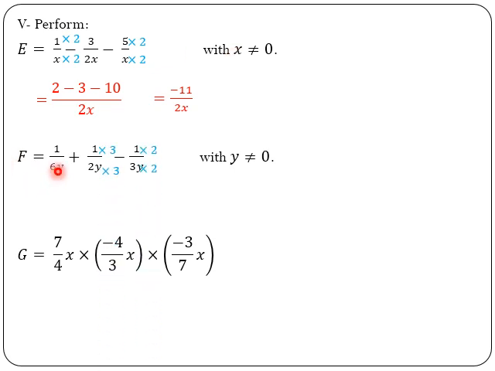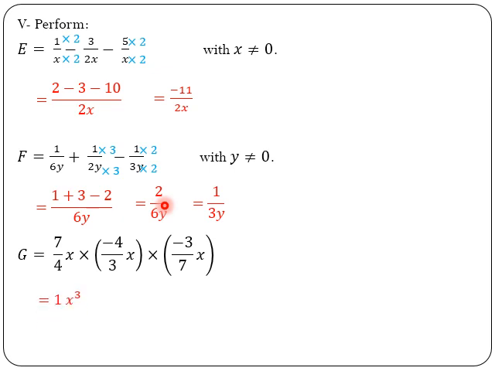Here we have 6y, 2y, 3y. The LCM is 6y, so I have to multiply 2 by 3 and 3 by 2 to get 6, since we have y in both fractions. The answer will be 1 plus 3 minus 2 all over 6y. It's 2 over 6y, simplify by 2, so it's 1 over 3y.